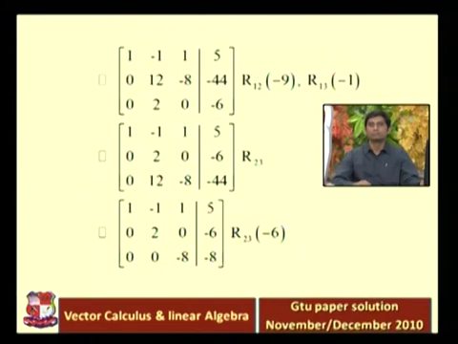0, 12. We are multiplying the second row by -6, so 12 minus 2 into 6, that is 12 minus 12, that is 0. -8 minus 0 into 6 is -8. -44 minus 6 into -6 is plus 36, so -44 plus 36 is -8. So the third row becomes 0 0 -8 -8. So now this matrix is in row echelon form.